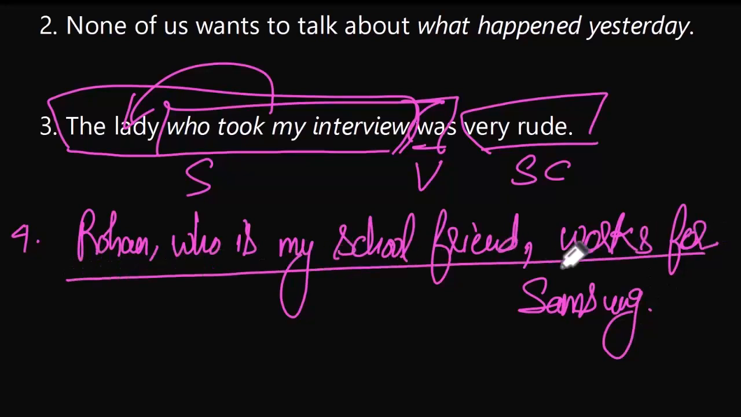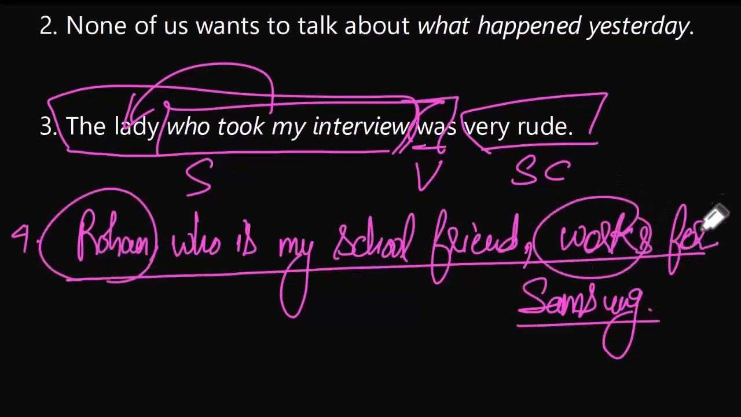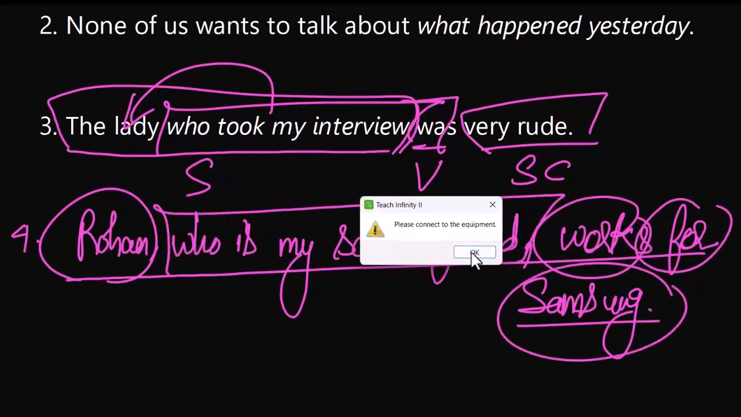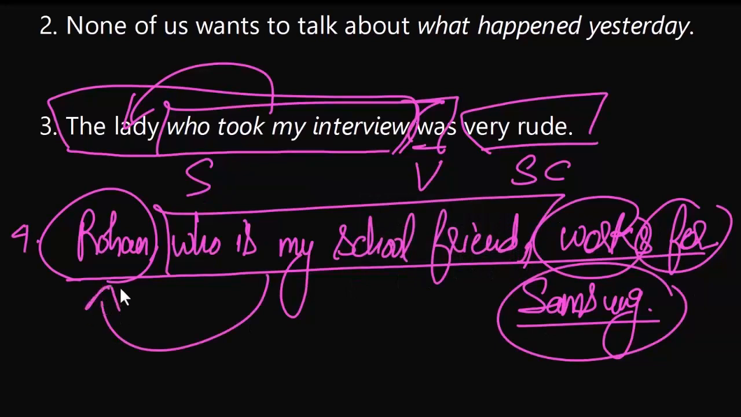It's a complex sentence. Let me explain how. Rohan is the subject, works is the verb, for is a preposition, Samsung is its object. But we have a dependent clause which is giving information about Rohan, and it's non-essential, non-restrictive information because Rohan is already identified. That is why we're using commas to offset it. Rohan, who is my school friend, works for Samsung. So this is also a complex sentence where the dependent clause is giving non-essential information, working as an adjective.